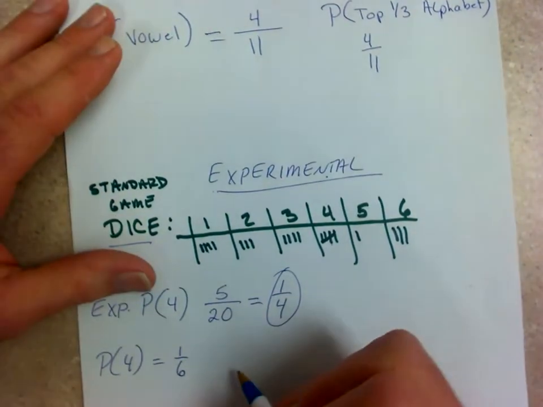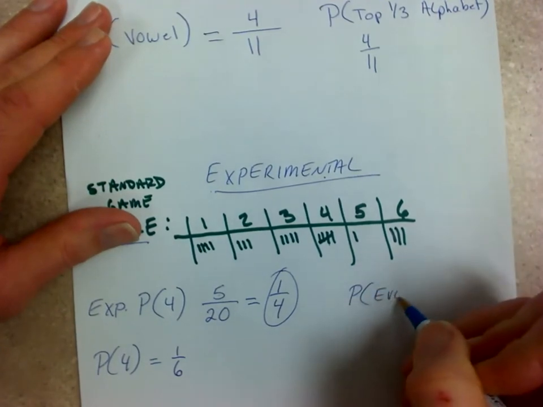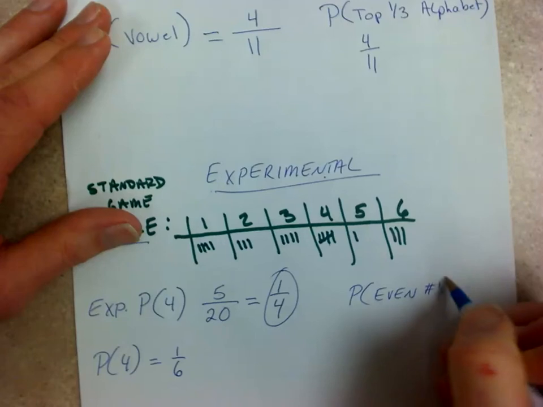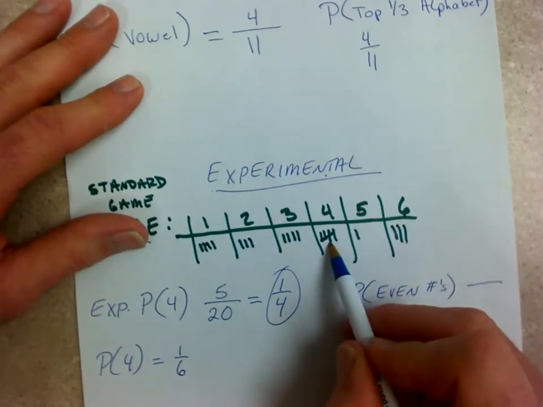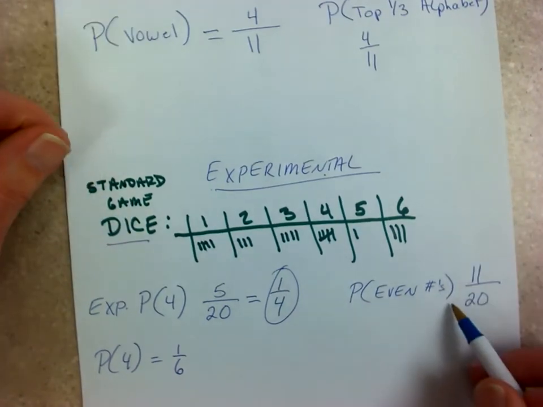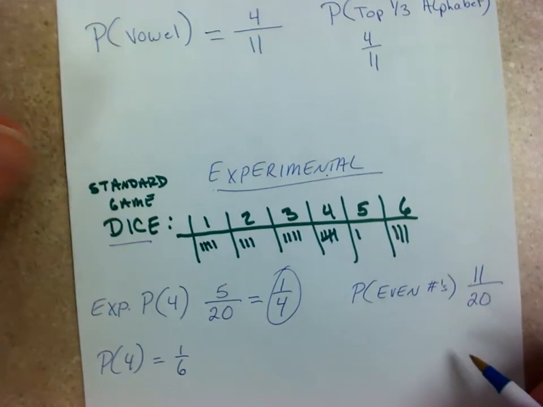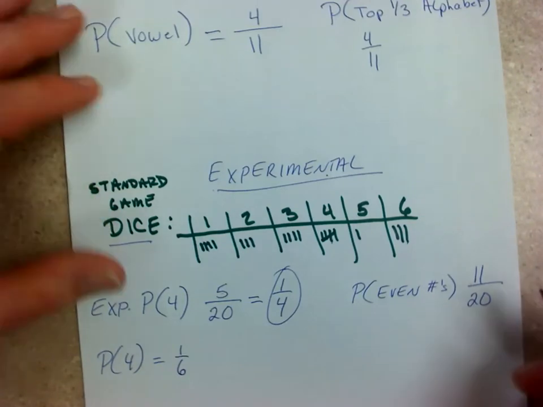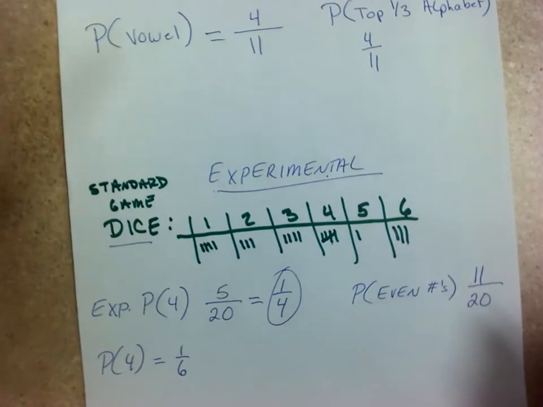What did our experiment reveal about the probability of rolling even numbers? 1, 2, 3, 8, 9, 10. So this particular experiment revealed even numbers happen 11 out of 20. That's the big difference there. Experimental probability relates to each individual experiment. Those values could change based on results.